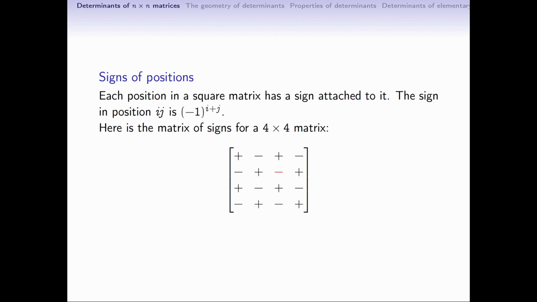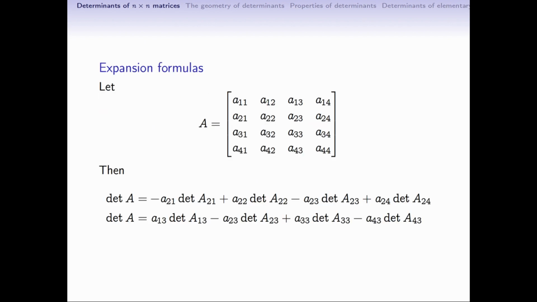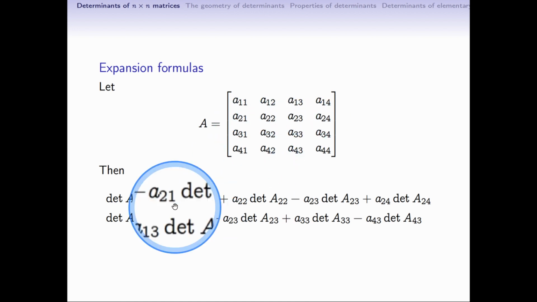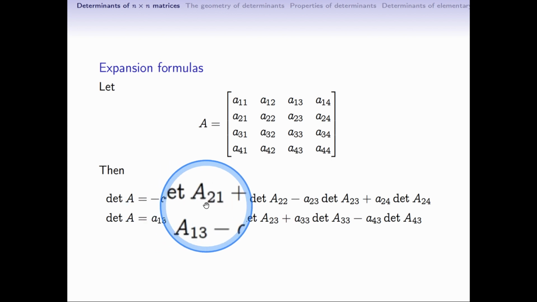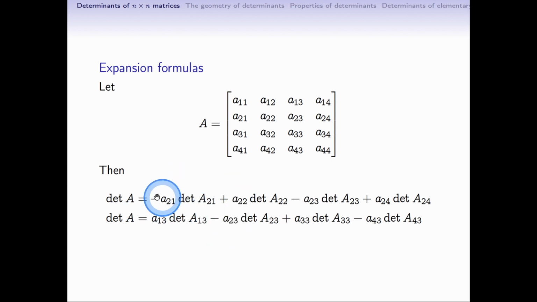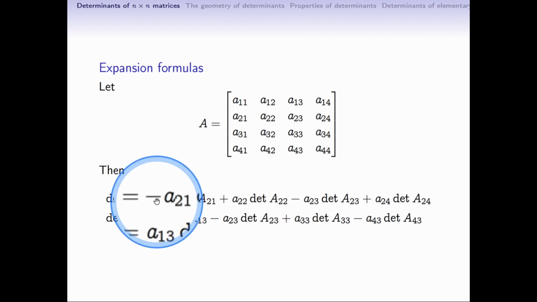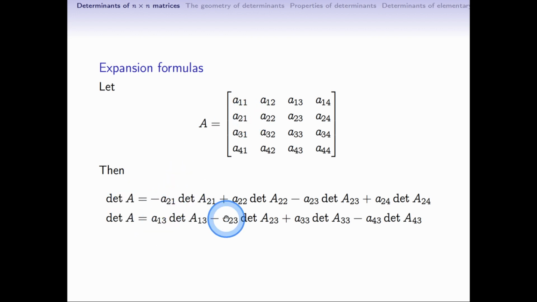Now with this in mind, let's think about a couple of different ways that we could write out the determinant of a 4 by 4 matrix. So let A be a generic 4 by 4 matrix with elements Aij. Now, let's look at a determinant formula that we obtain by expanding along the second row. So we're going to see products of the form A21 times the determinant of its minor. And that's going to have a negative sign associated with it because this 2, 1 position is going to be in a negative position.